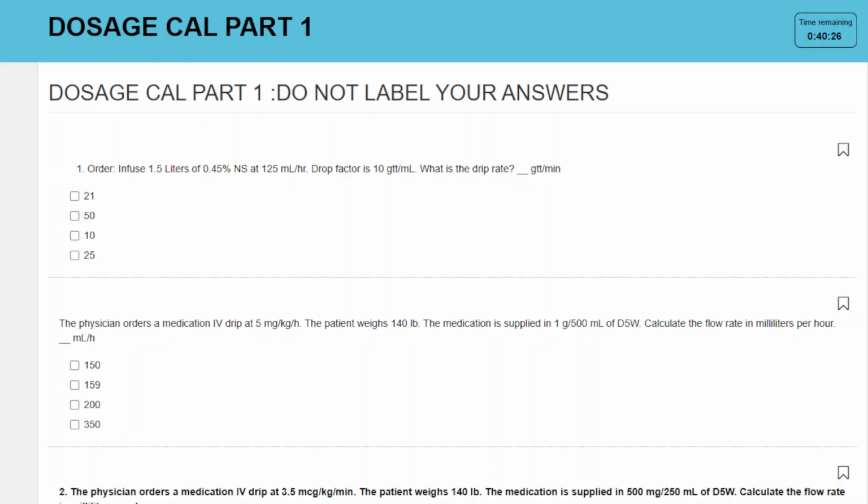The drip rate is blank drops per minute. All right. So remember, you learned that GTT per minute is volume over time, and then multiply that by the drop factor. Does it make sense? Do you remember that? I just want to make sure.